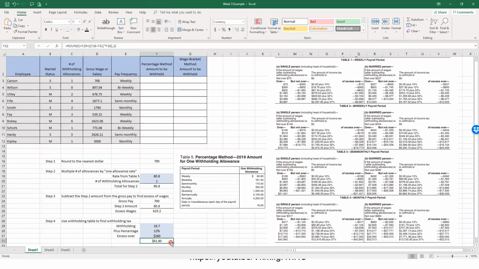Okay, so then this calculation, you can see here that I've rounded this so we can come to 2 decimals. But what you want to do is take your withholding amount, because that's going to be for everybody. It's $18.70 plus 12%. So you want to take the withholding plus the wages over $260. So you take your excess wages, that's $619.20, less $260 to figure out how much is over that to come up with your percentage amount there.